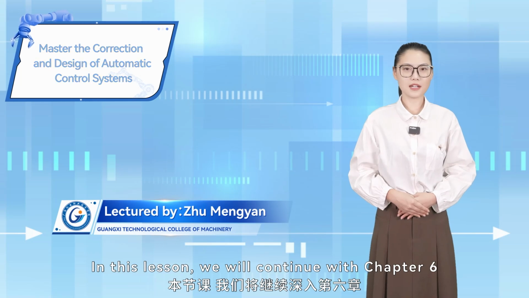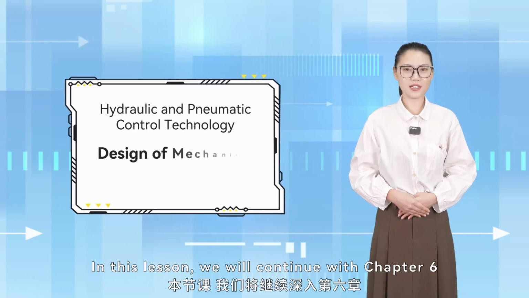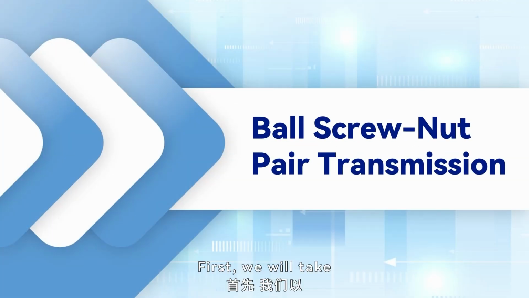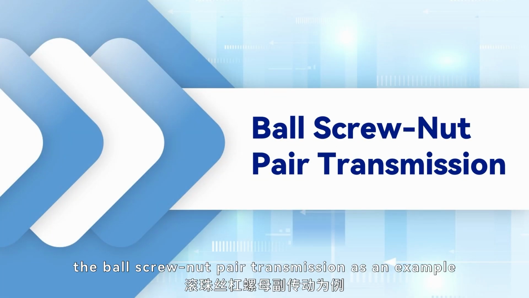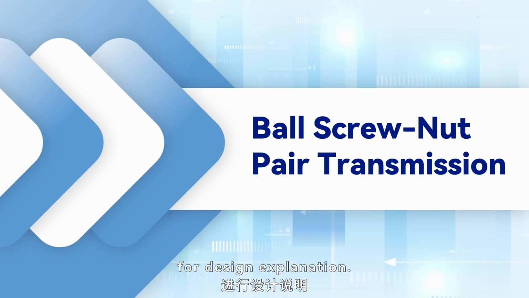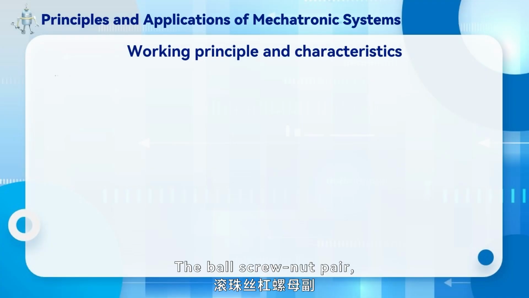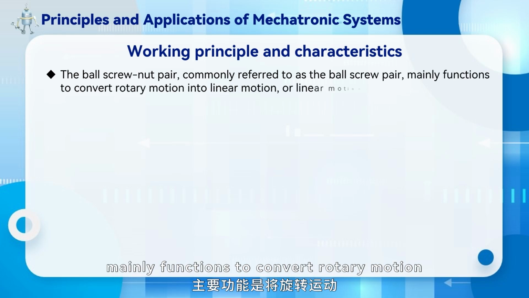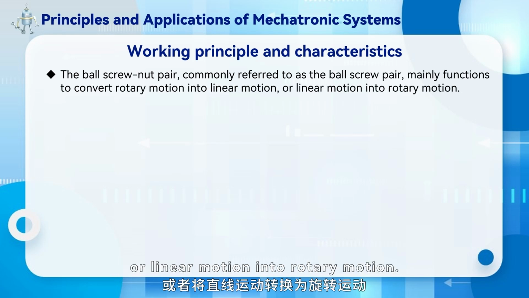In this lesson, we will continue with Chapter 6 and explain the design of mechanical transmission systems, Part 2. First, we will take the ball-screw nut pair transmission as an example for design explanation. The ball-screw nut pair, commonly referred to as the ball-screw pair, mainly functions to convert rotary motion into linear motion or linear motion into rotary motion.